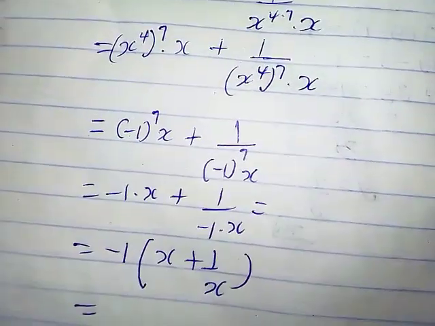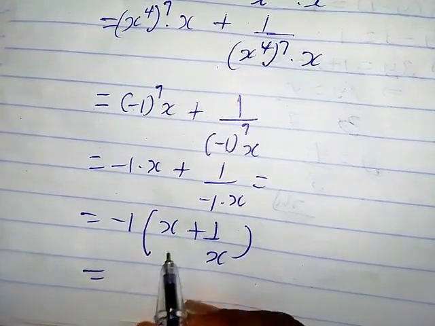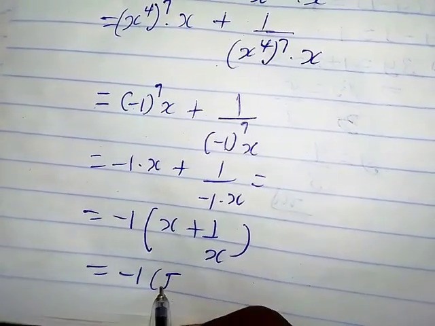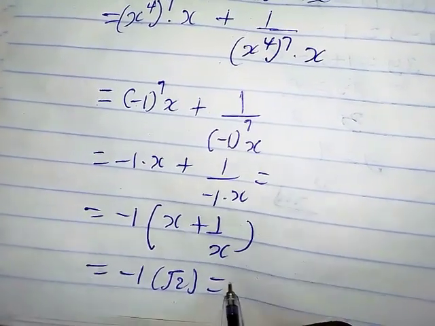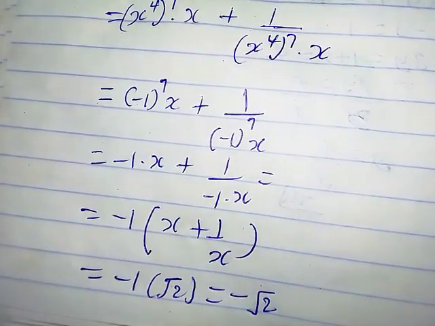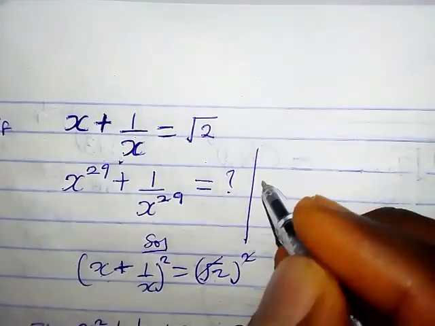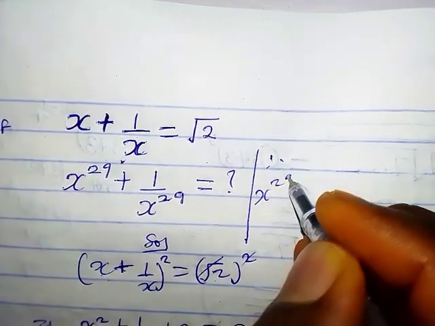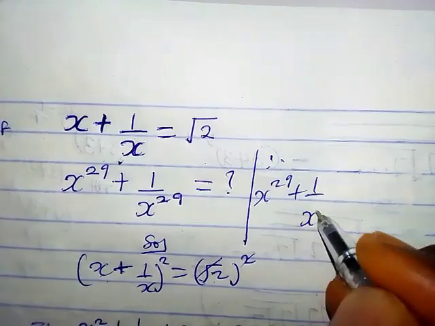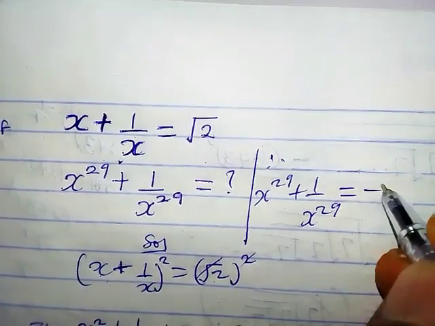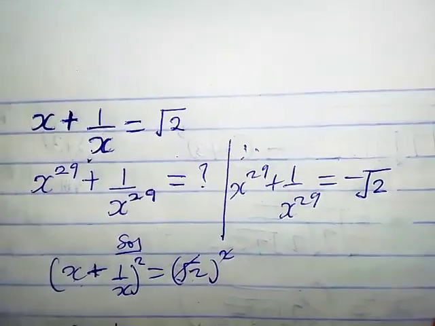So we're going to have minus 1 times square root of 2. So this equals minus square root of 2 when we multiply. So therefore, x raised to the power 29 plus 1 over x raised to the power 29 is equal to minus square root of 2. So this is the required solution.